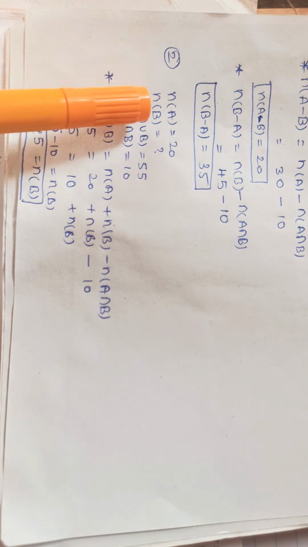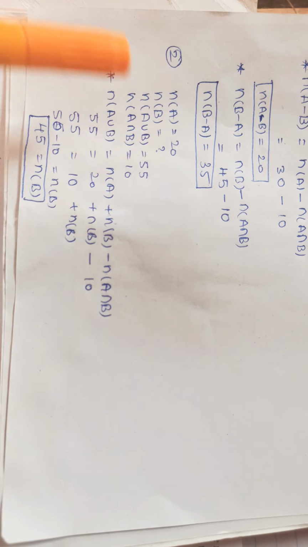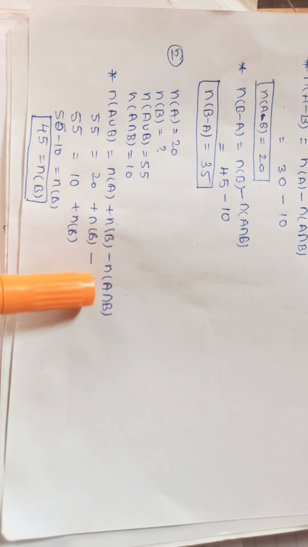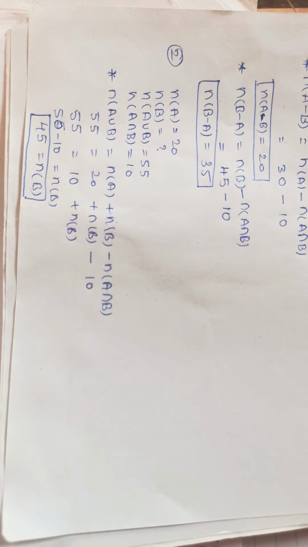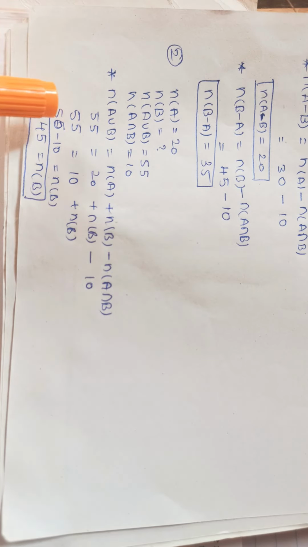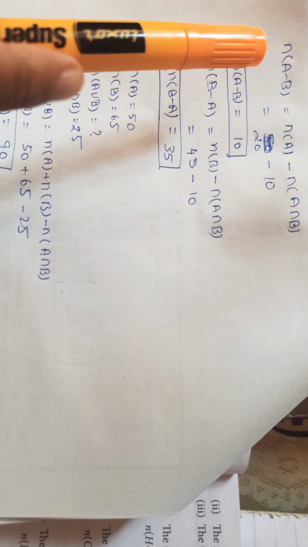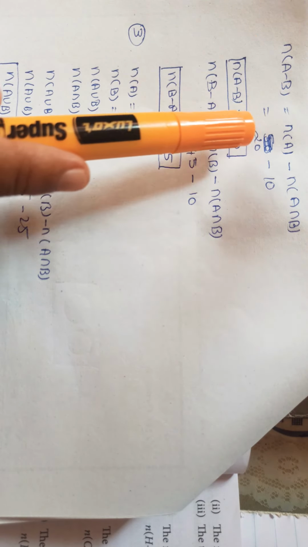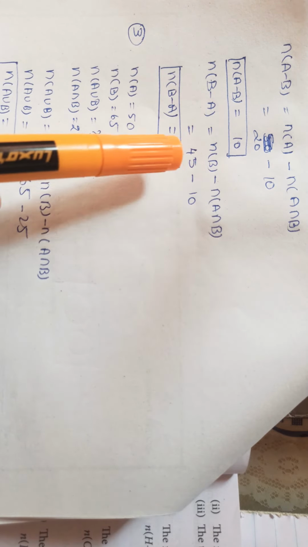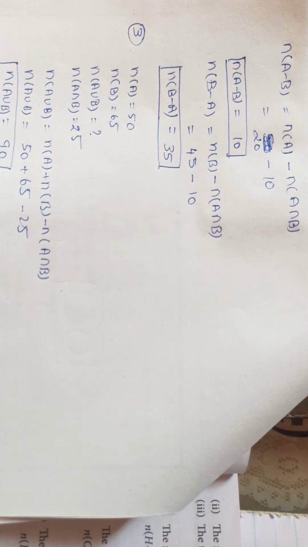The second question is n(A) = 20, n(B) is not given to us, n(A ∪ B) is 55, n(A ∩ B) is 10. So we write the formula, n(A ∪ B) = 55, n(A) is 20, n(B) is as it is, n(A ∩ B) is 10. So 20 minus 10 is 10, so 55 minus 10 becomes 45, the value of n(B). Once we get n(B), it is easy to find n(A − B) using n(A) − n(A ∩ B). So 20 minus 10 is 10. For n(B − A), we substitute the value of n(B), 45 minus 10 is 35.